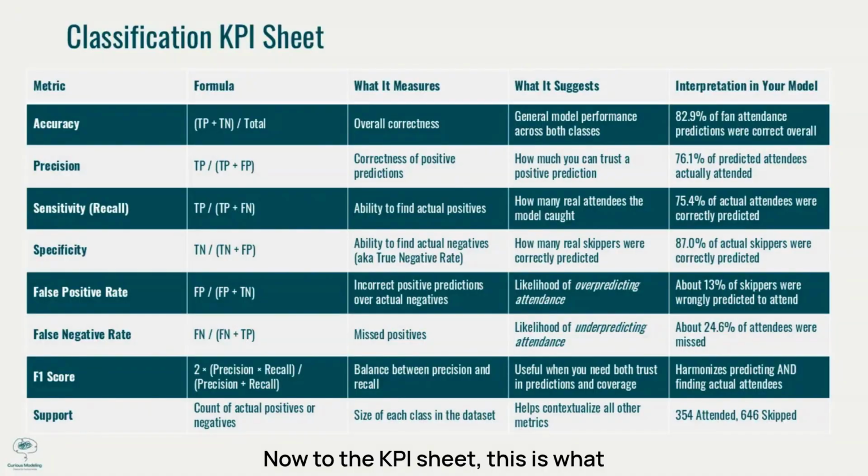Now to the KPI sheet. This is what each metric actually means. So let's break down the core metrics that come from this matrix. First is accuracy. How often did the model get it right overall? It suggests the overall model performance across both classes.